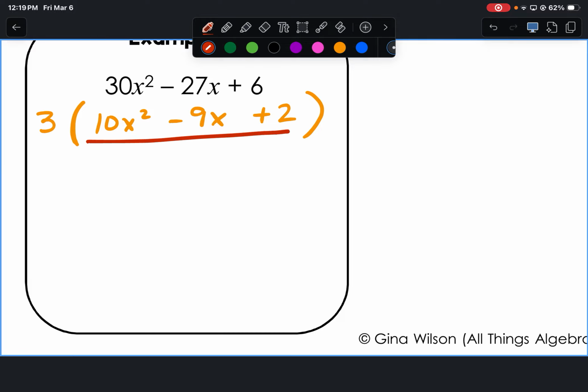What is our A? 10x squared, or just the 10. What is our B? Negative 9. What is our C? 2. Okay, so we have to figure out what multiplies to give us A times C. What is our A times our C? 20. And we have to figure out what adds to give us our B. What is our B? Negative 9. So what multiplies to give us 20 but adds to give us negative 9? Negative 4 and negative 5.